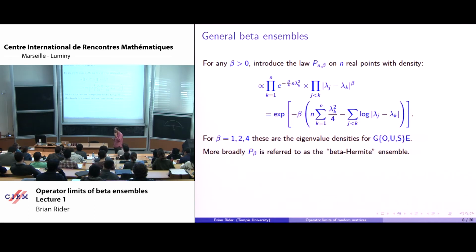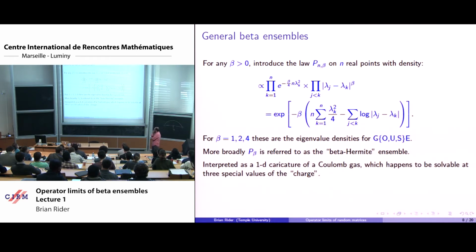And that's really a point of view taken very seriously. So Peter Forrester has a several 100-page book called Log-Gases and Random Matrix Theory. That's basically about this. Okay, and I'll discuss as we go on several different beta ensembles. This is the beta Hermite ensemble, again, because of those special cases, they're tied to the Hermite polynomials in an intimate way.